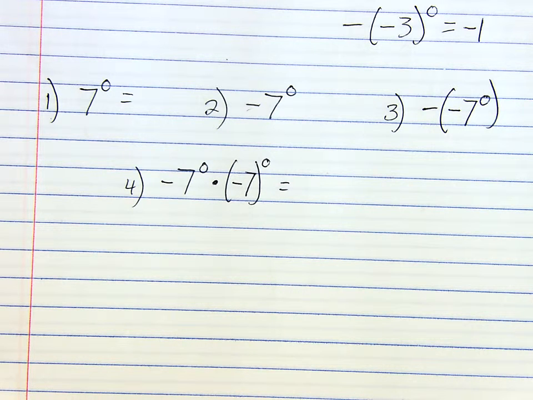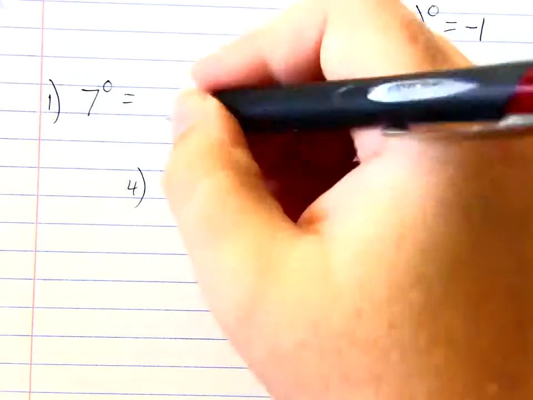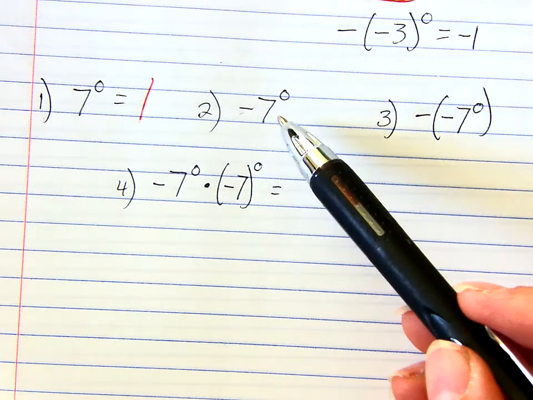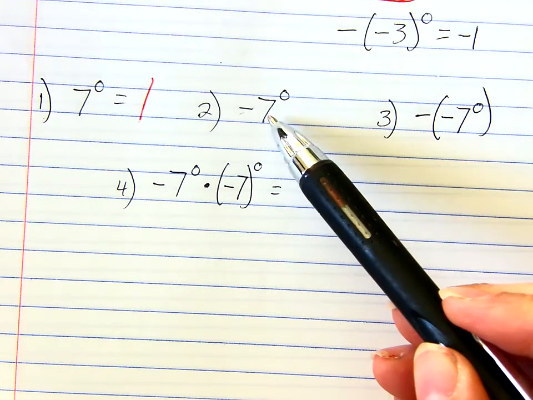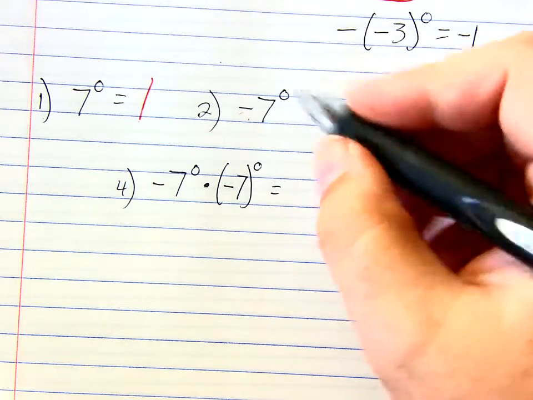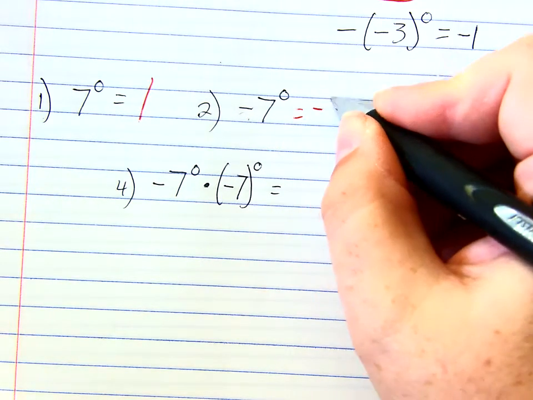Okay, does everybody have an answer for all 4? All right, let's walk our way through. Number 1, we get 1. Everybody's okay with that? All right. Number 2, that's going to be -1. Because remember, this is not written with parentheses, so you're going to do 7 to the 0, which is 1. This now means take its opposite. So your correct answer here is -1.